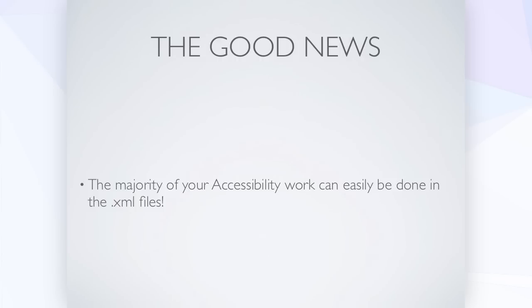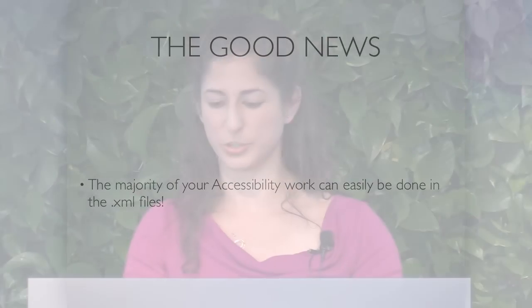So as you can see, the good news is most of your accessibility work can just be done by adding attributes to your XML files. So far, everything you saw here was XML-able. You can just do it right there. Of course, if you need to dynamically change your content description or change your labels, you have the option to do it in your code, which is nice as well. But that's great news that you can do your work that way.